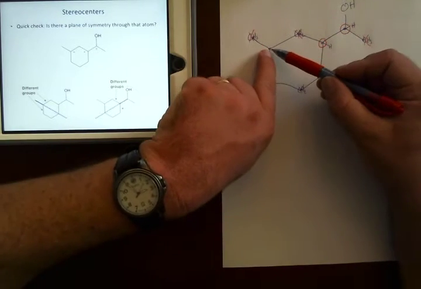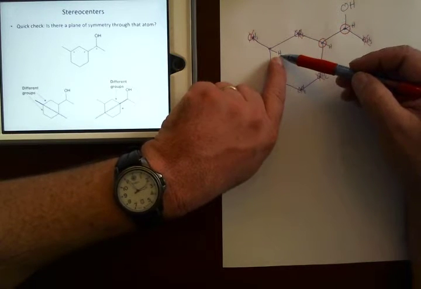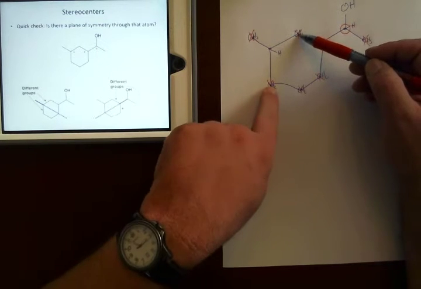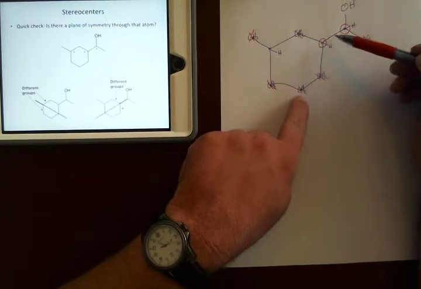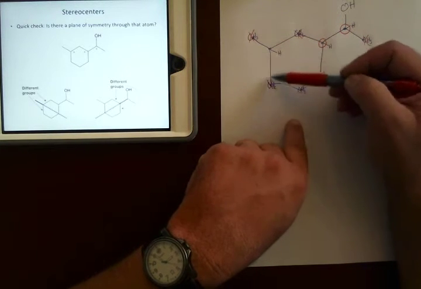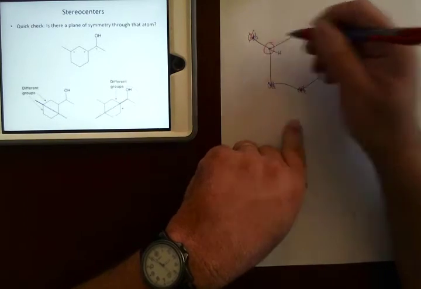Here, the other potential one. We have a CH3 and an H. Those are different. We have a CH2, CH2. These are a tie, so let's keep going. Then we go here, and we have CH2 and a CH. There's a difference here. That means this side of the ring is different from that side of the ring. So again, we have four different groups, so there's your chiral center.